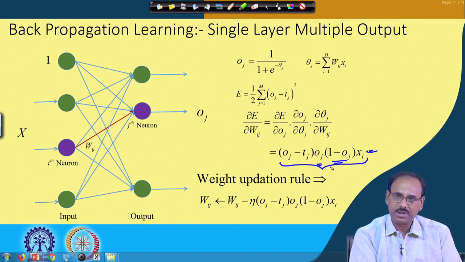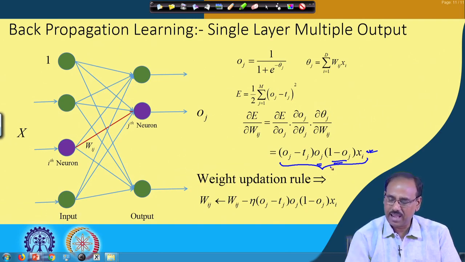So, using the weight updation rule, using the gradient descent procedure, the weight updation rule for the weight component wij as before will be simply wij is equal to wij minus some constant, the convergence rate eta, into (Oj minus Tj) into Oj into (1 minus Oj) times xi. Okay. This is the weight updation rule.